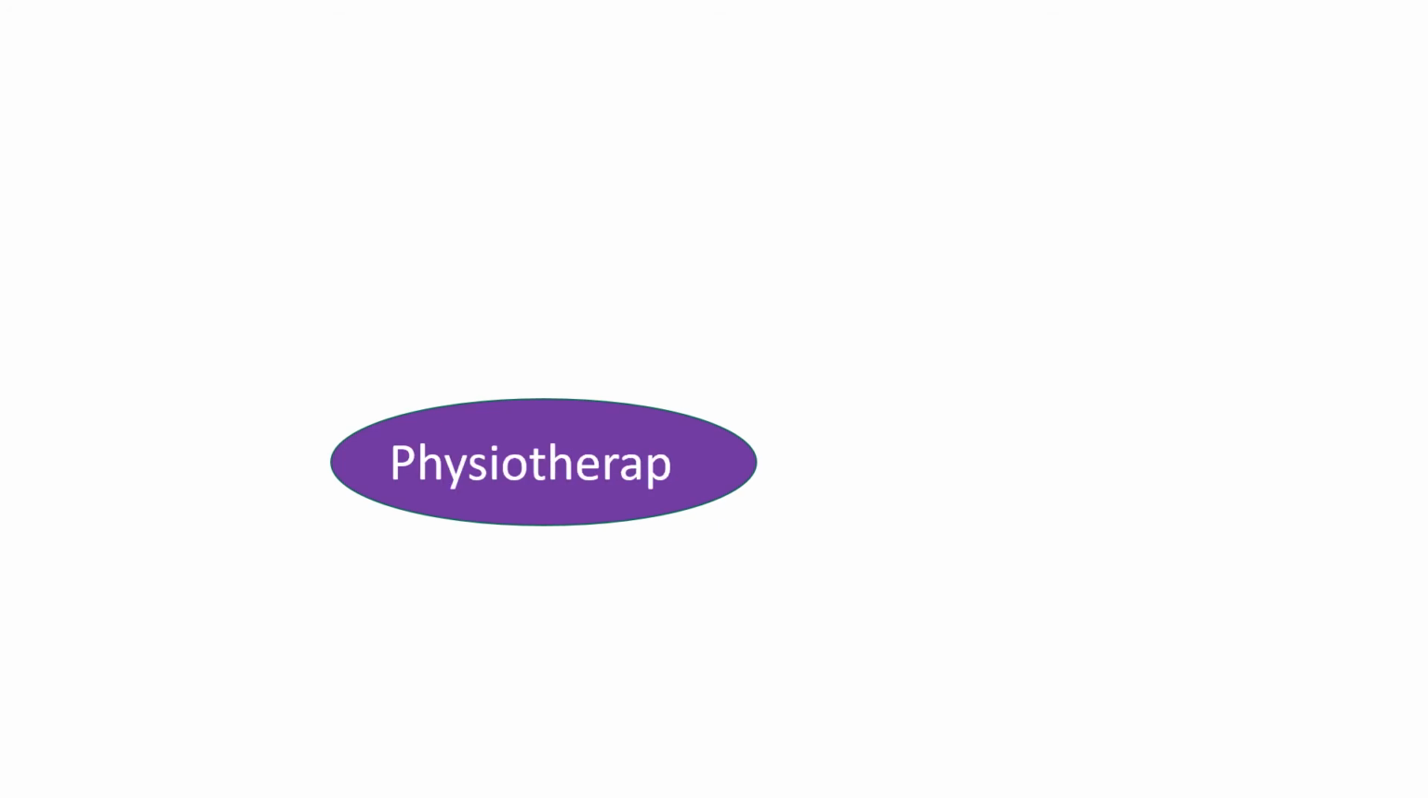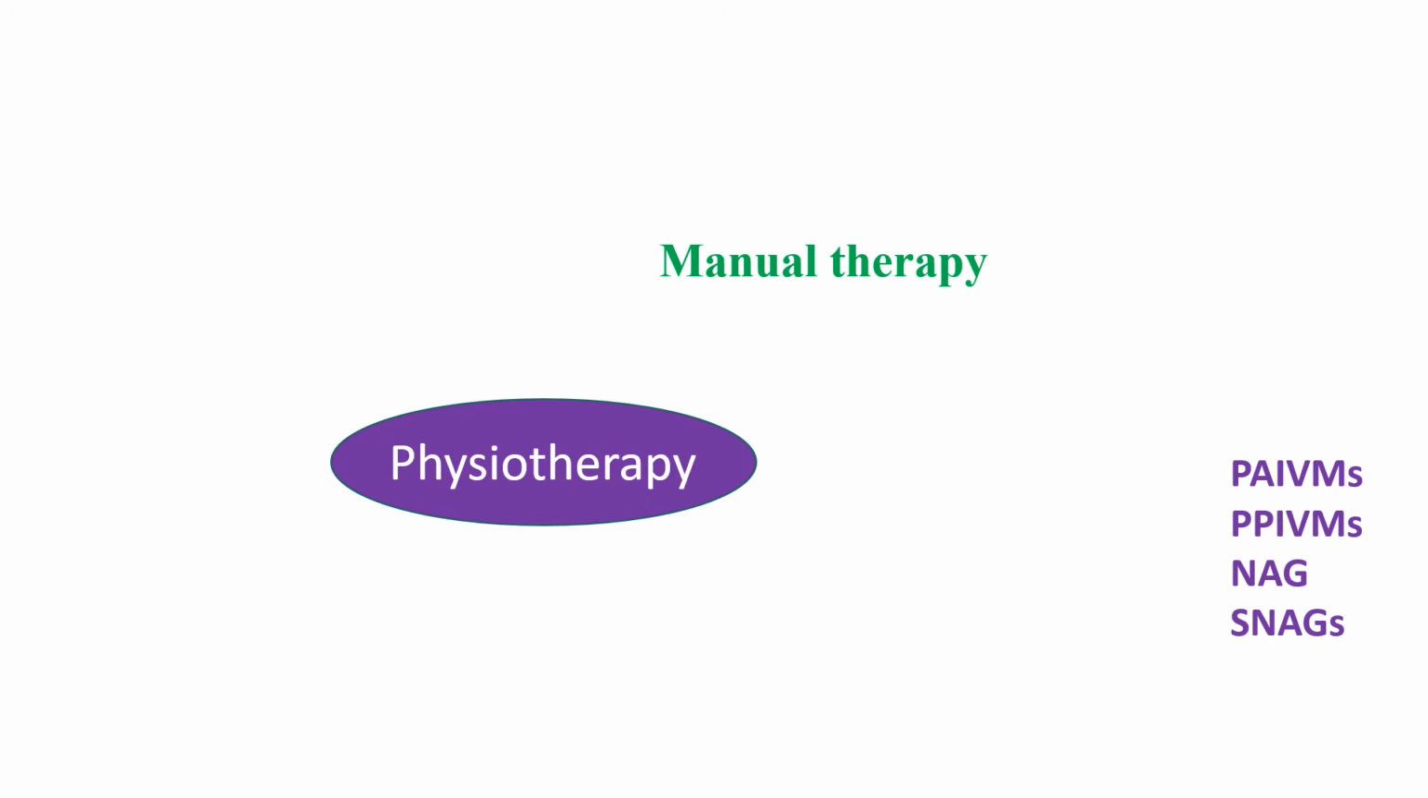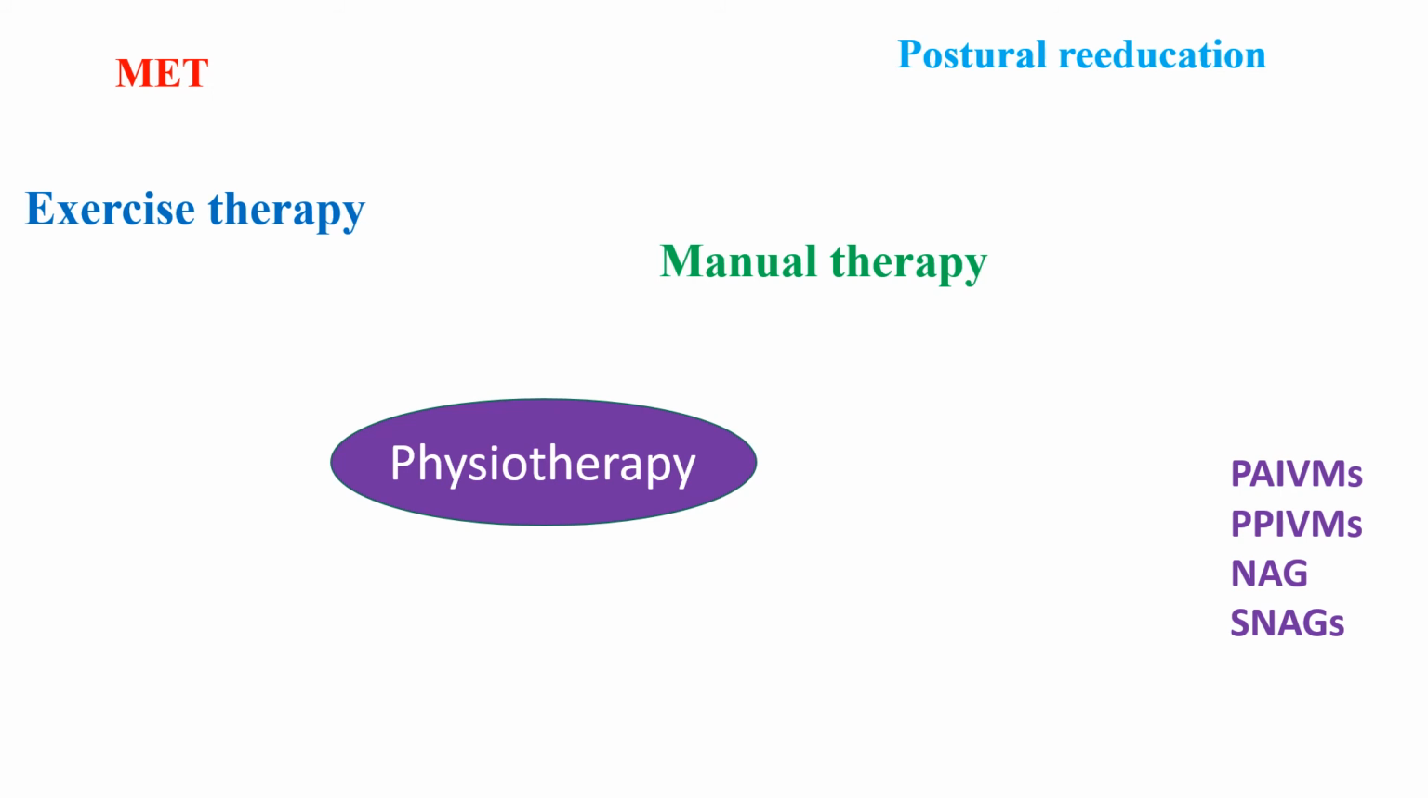Now I will tell you about the physiotherapy management. First I will tell you about manual therapy. Different techniques are used, but the most common methods are passive accessory intervertebral movement, passive physiological intervertebral movement, natural apophyseal glide, and sustained natural apophyseal glide techniques. The second is exercise therapy, where active range of motion exercise, stretching and strengthening exercise are taught to the patient. Third, postural re-education is taught to the patient. Then muscle energy techniques and neurodynamic techniques are also used for the treatment.